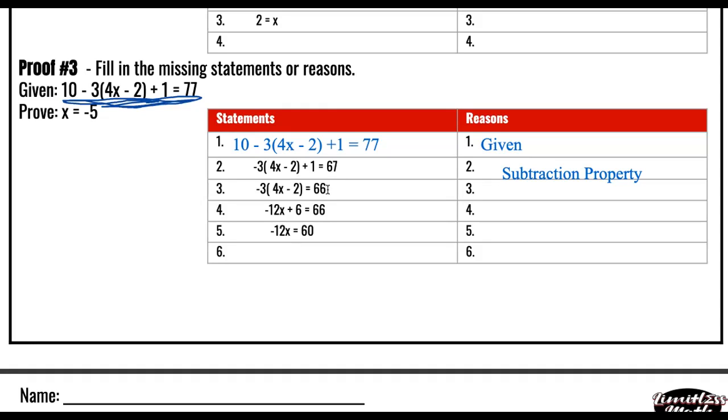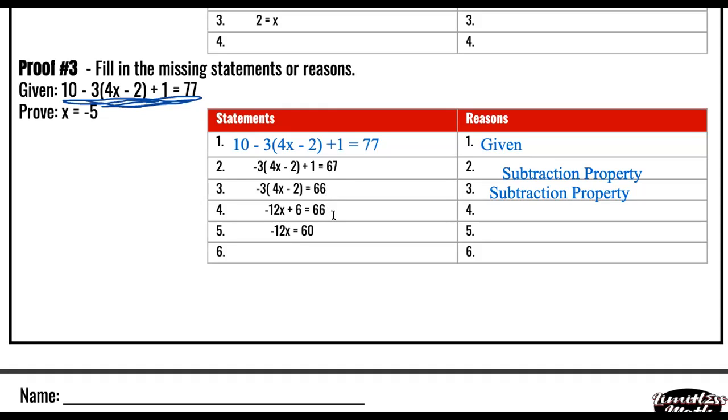So once again, we do the same thing. We subtracted 1 on both sides. So once again, we have subtraction property. Not bad, not bad. Okay, remember, just go step by step. So continue on. What do we do from step 3 to get to step 4? How are they alike and different? Let's compare.